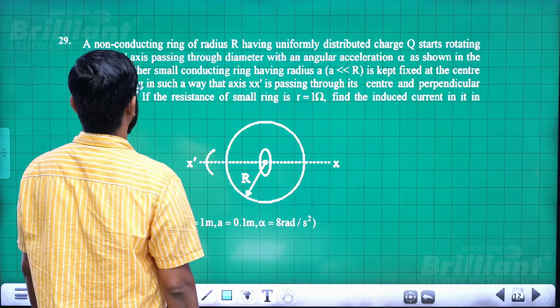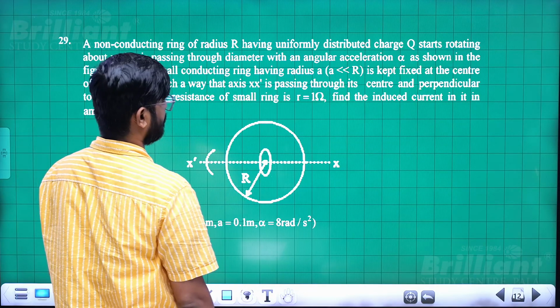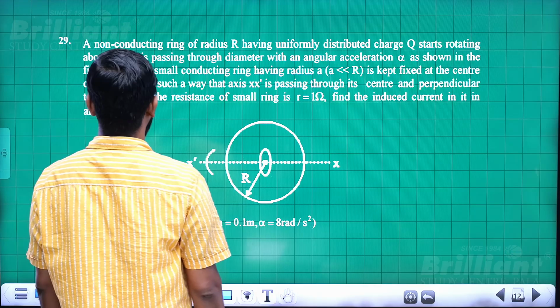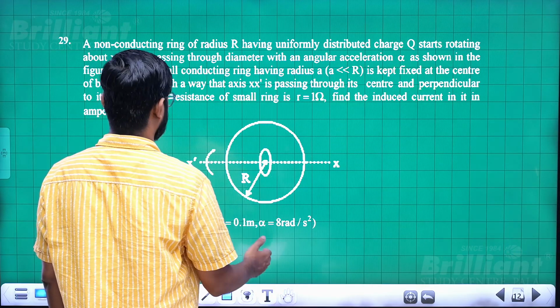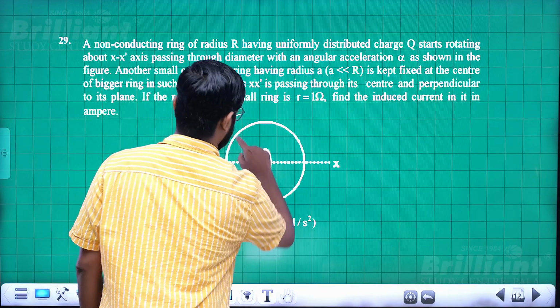A non-conducting ring of radius r having uniformly distributed charge q rotates about xx dash passing through the diameter. Another small conducting ring having radius much smaller than r is kept fixed at the center of the bigger ring such that x dash is passing through the center and perpendicular to the plane. So the small ring is this way, that big ring is this way.